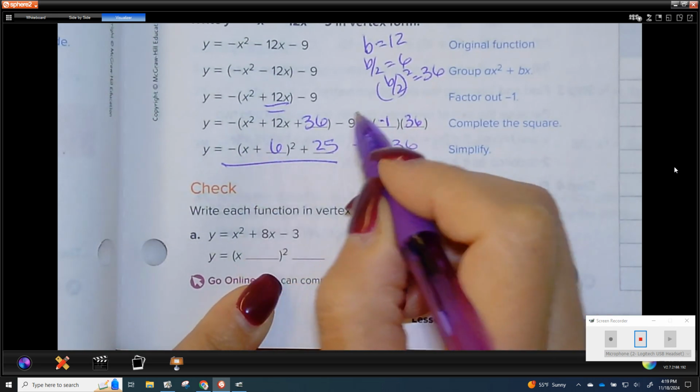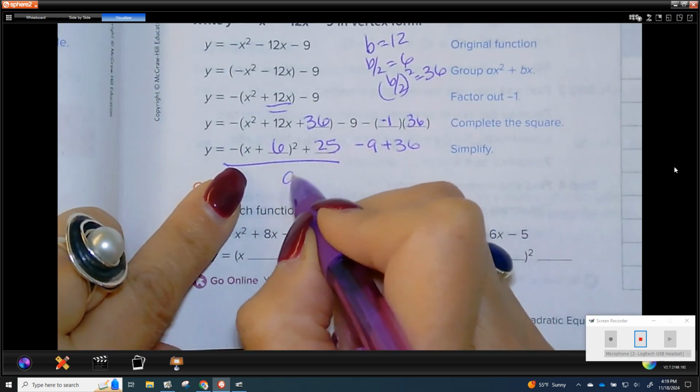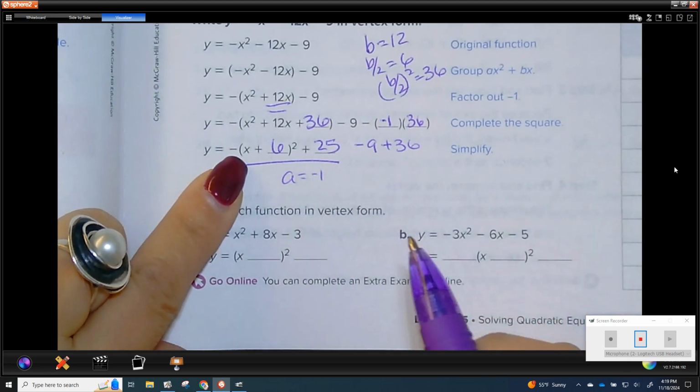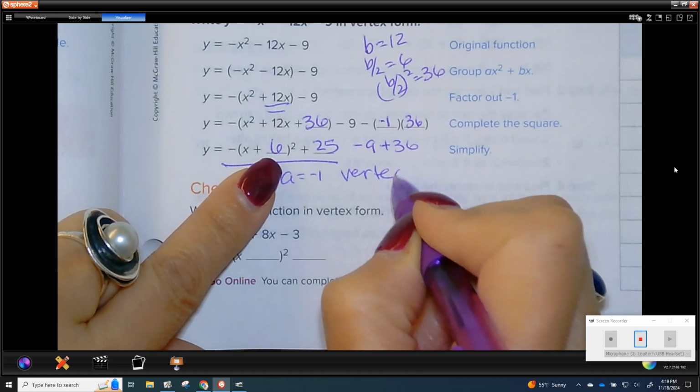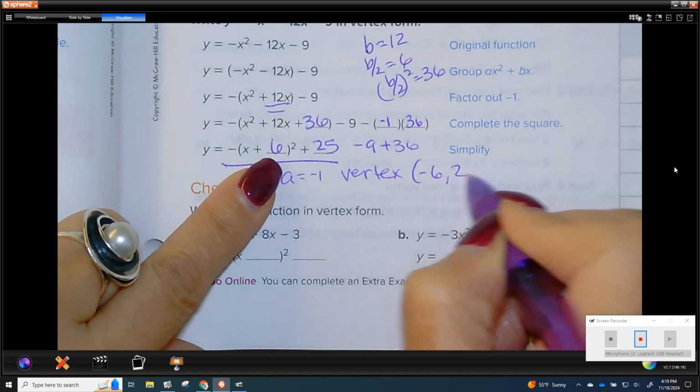Now your a is negative 1. So that's going to open down. Your vertex is negative 6, 25.